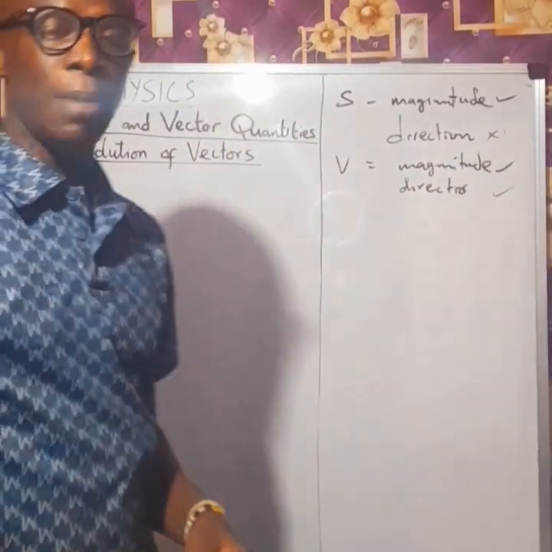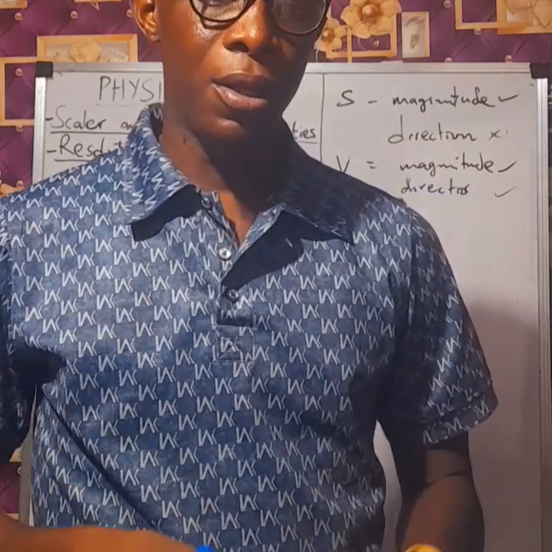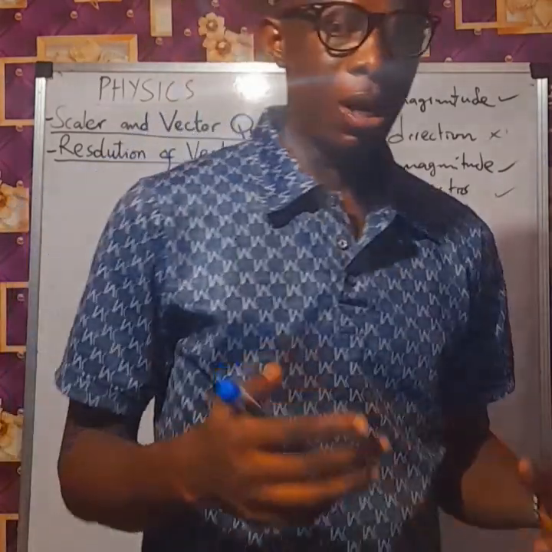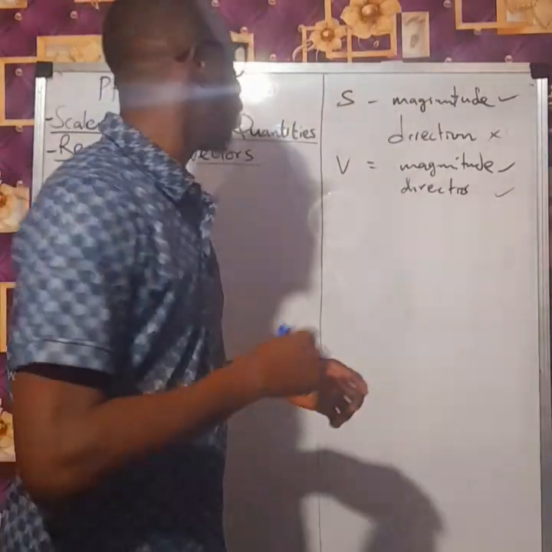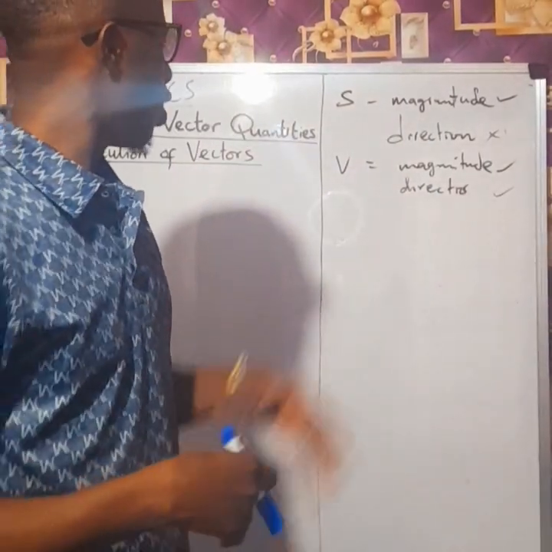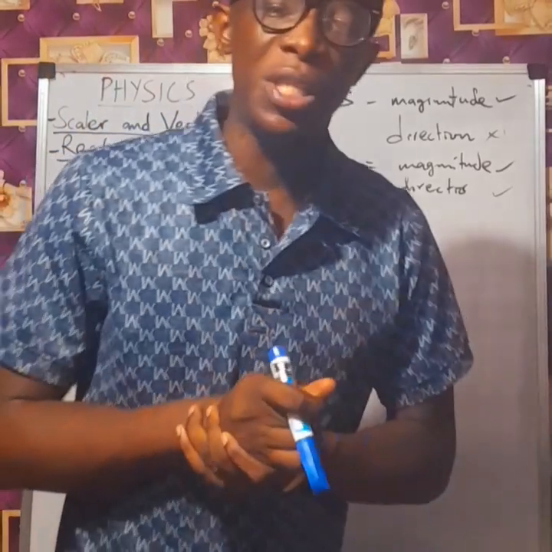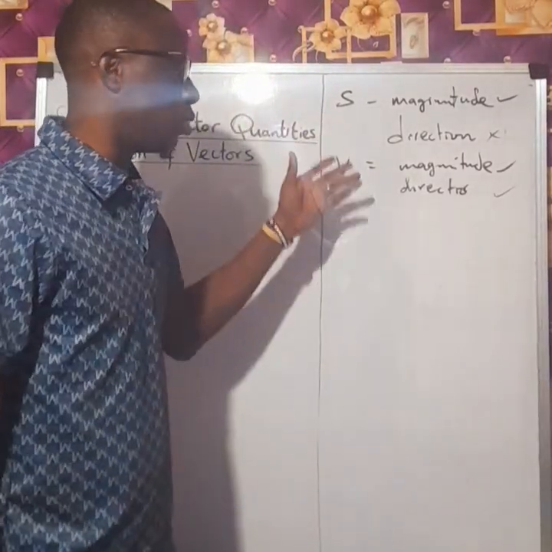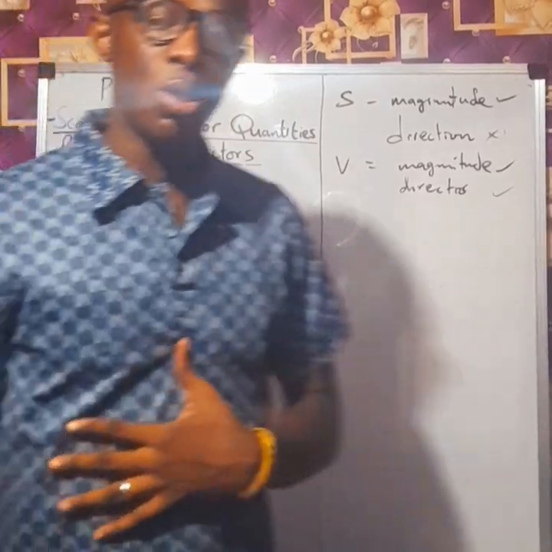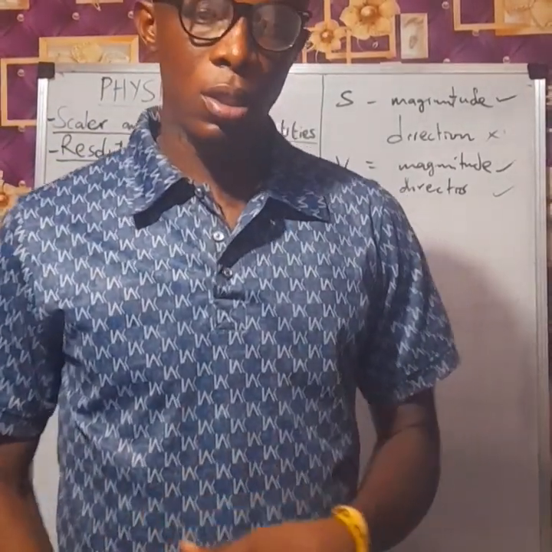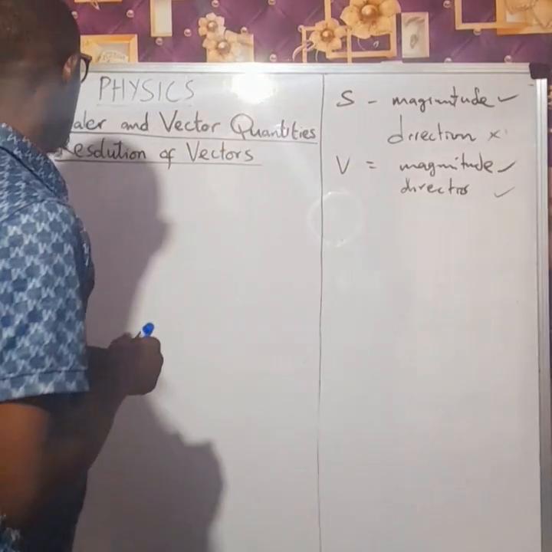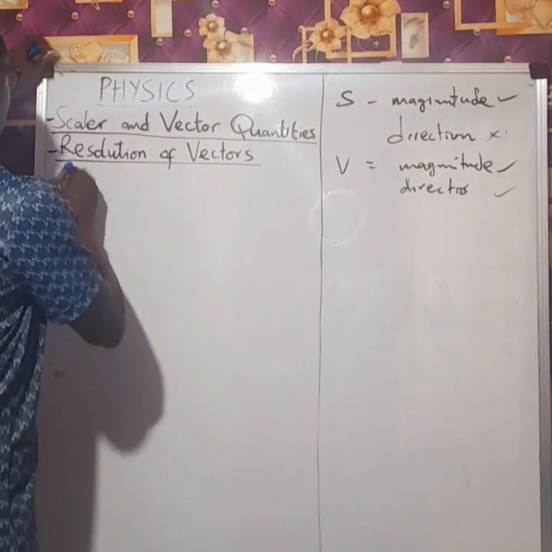Right? So examples of scalar quantities: mass. The mass of an object does not have direction, but it has magnitude, measured in kg, grams, and so on. Let's look at speed also. Speed is a scalar quantity. Energy is a scalar quantity. Examples of vector quantities: we have force, weight, and momentum. All these have directions.